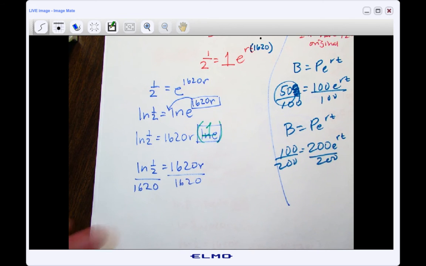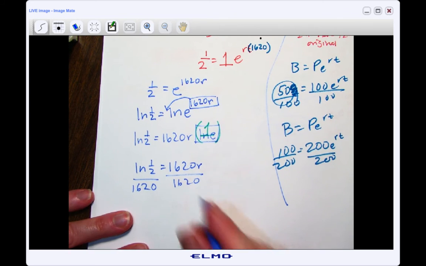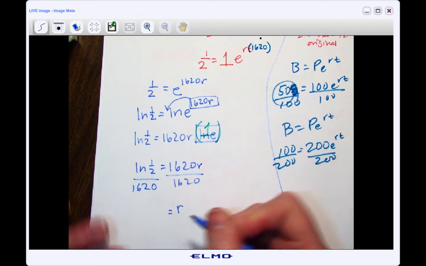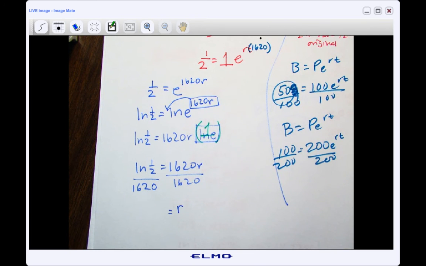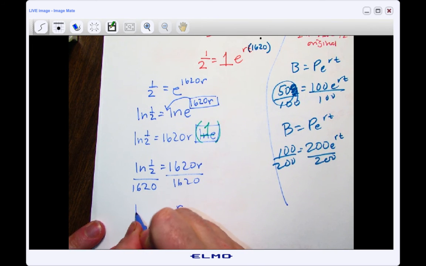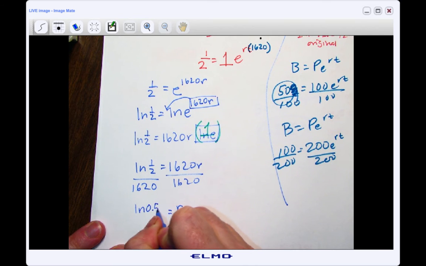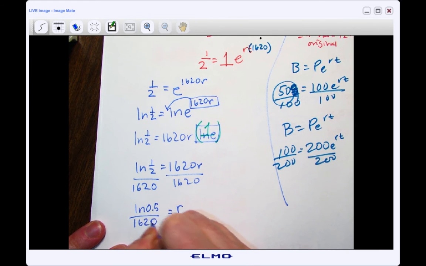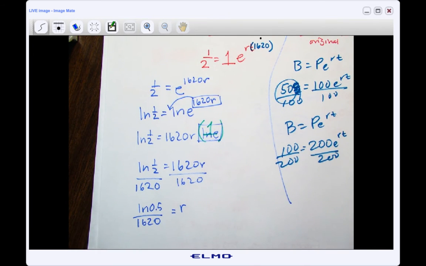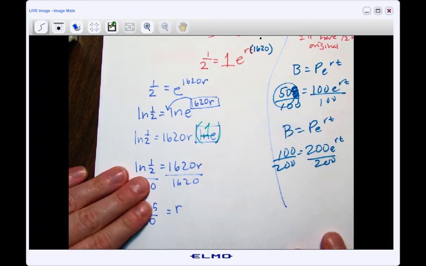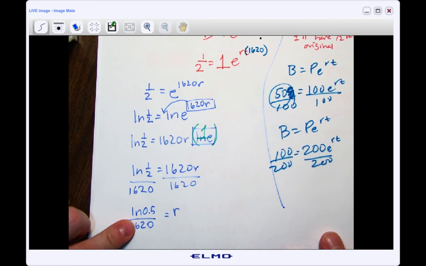So again, watch the previous video if you're not sure. And so R is going to be equal to whatever this is. Now, I'm actually just going to change this to 0.5 just to make it easier. But I'm not even going to find the decimal value of that, because I'm going to use this number in my calculator at the end anyway. So I'm just going to leave it just like that.